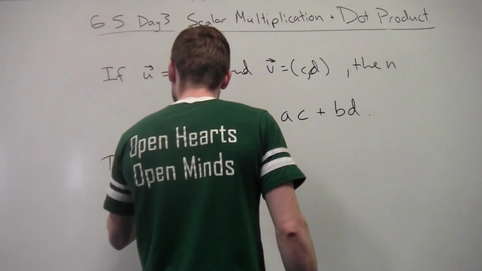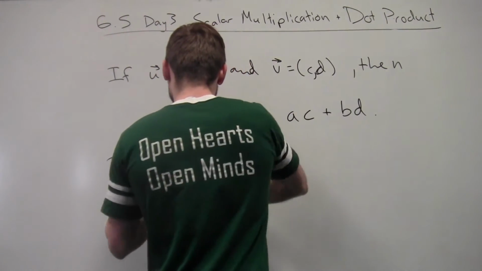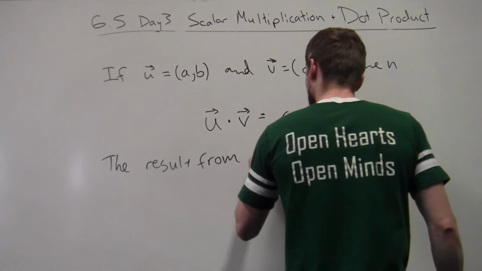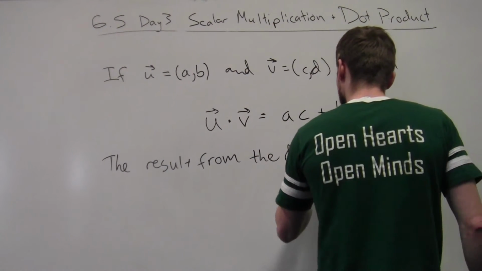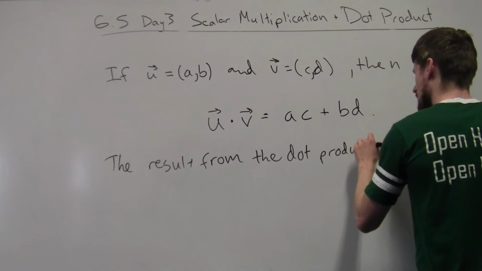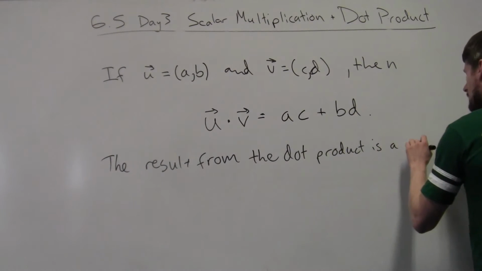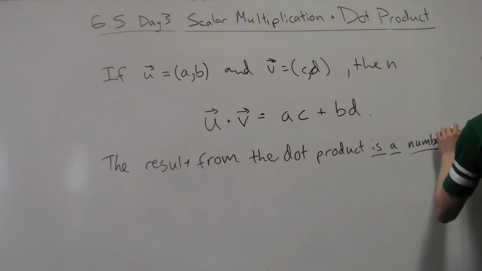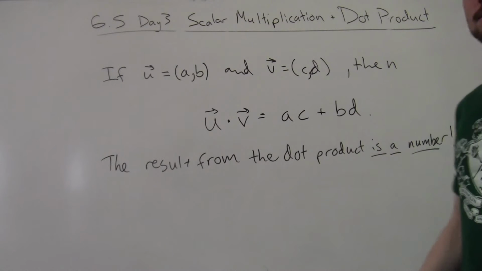The result from the dot product is a number. Not a vector.